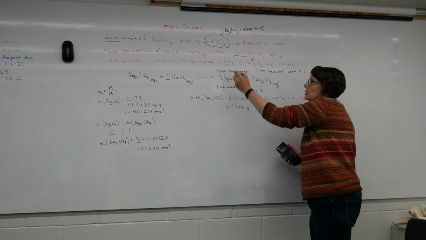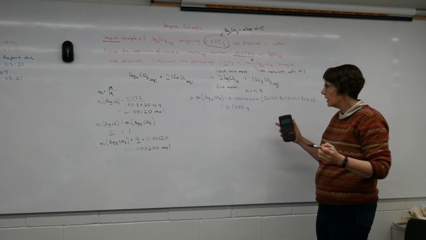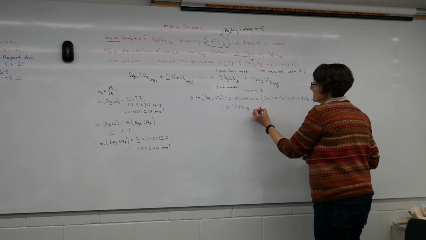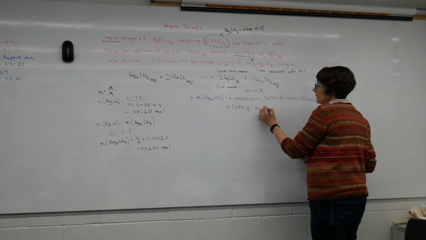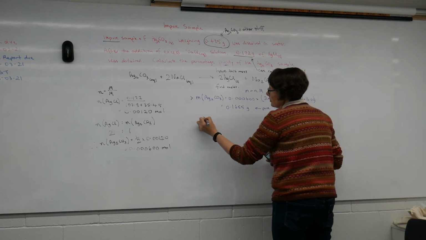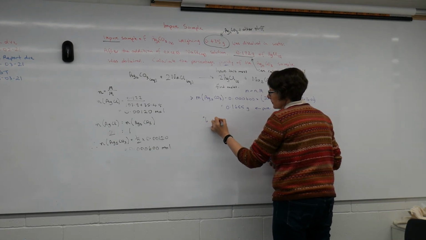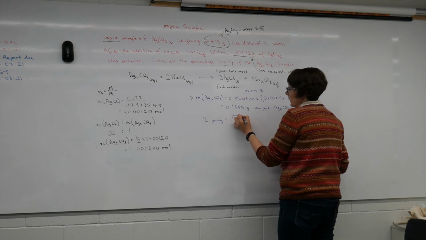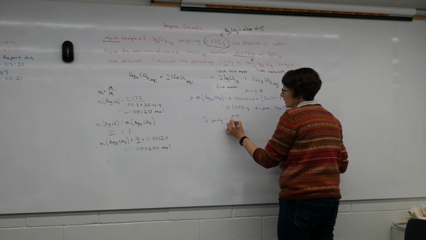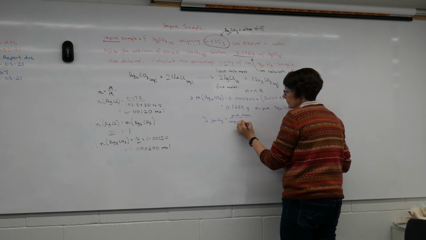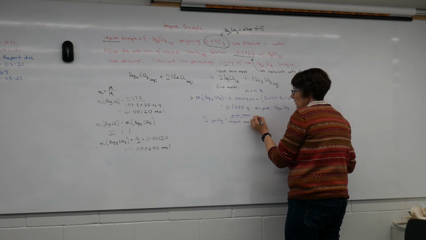This is my question, is the percent purity. So I'll write down everything. Now I know this is my pure silver carbonate. So my percent purity is my pure mass divided by the impure mass, times 100.